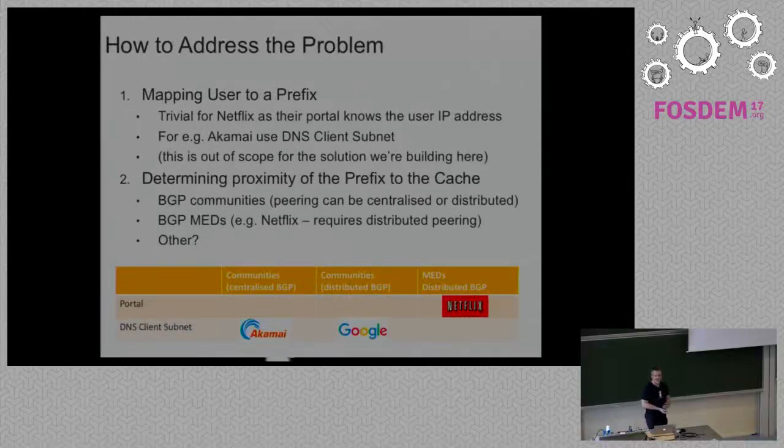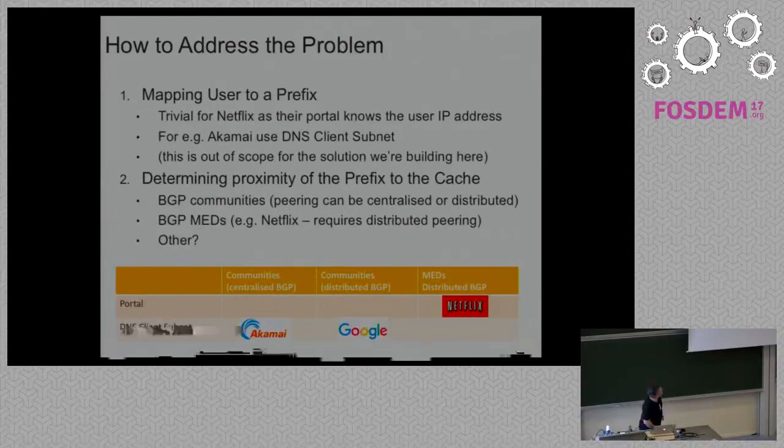I know Akamai presented on this at SIGCOMM last year, or the year before even now, about using DNS client subnet, where basically what you do is, with a /25 granularity, every time a user in a different /25 asks for something, you actually send it to the authoritative server again, and you tag it with this client subnet to say this user's coming from this prefix. But in terms of the second problem, really it comes down to either BGP communities or MEDs.